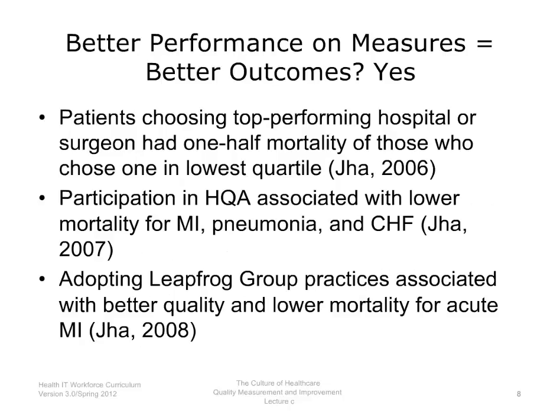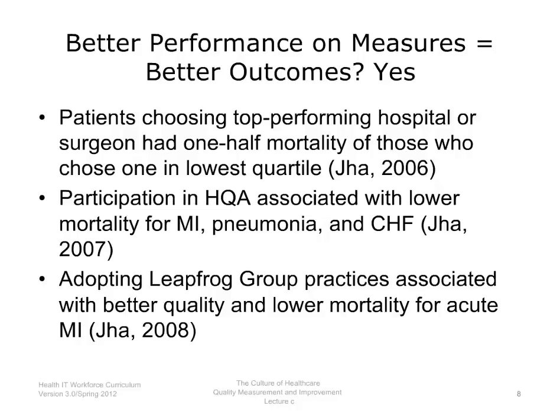So, does better performance on process measures lead to better outcomes? Yes and no. Patients who choose a top-performing hospital or surgeon, one in the top quartile, have one-half the mortality of those who choose a hospital or surgeon in the lowest quartile. If a patient could make this choice, they would likely experience lower mortality.